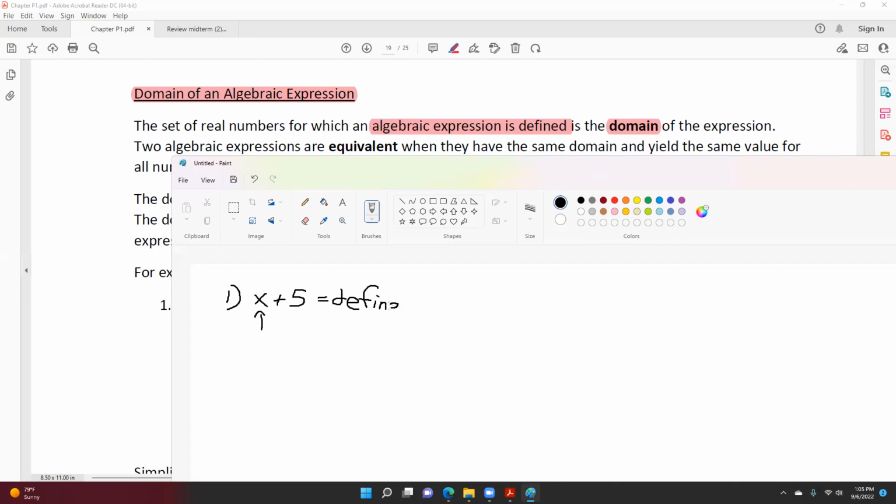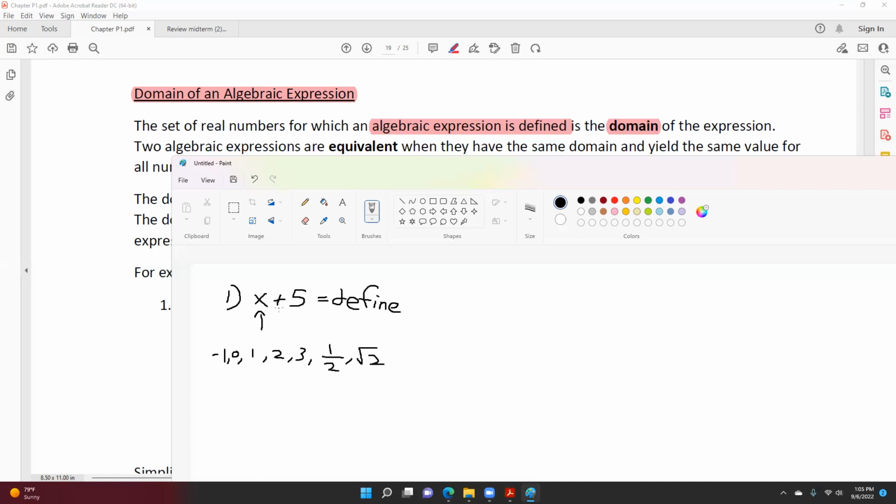We can plug in x is 1, x is 2, x is 3, x as a half, and we can even plug in x as the square root of 2. If you plug root 2 in here, you still get a defined answer, meaning your answer is root 2 plus 5. Defined means that you still get a solution. You can still plug in negative numbers, and you can plug in zero.